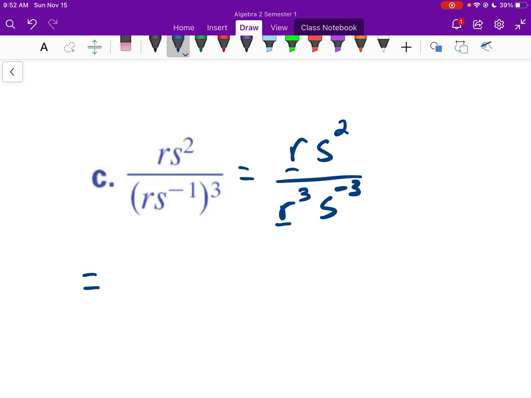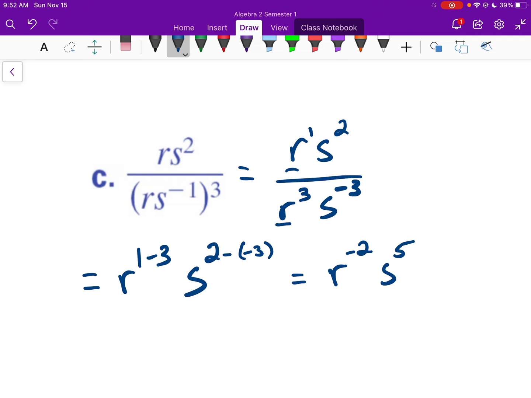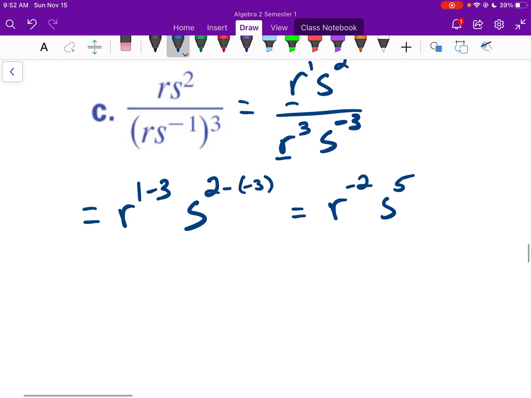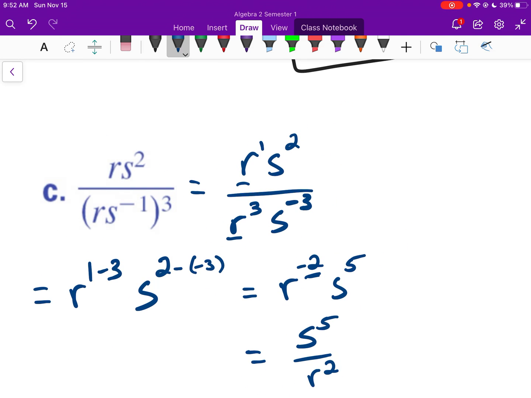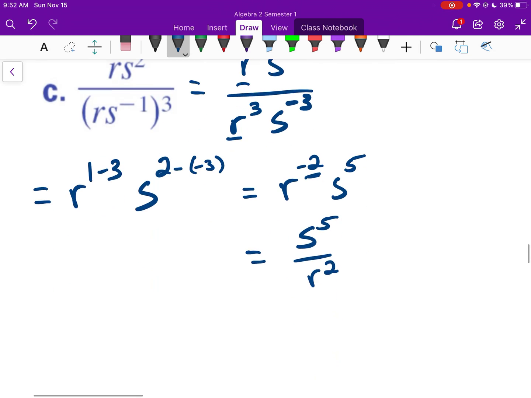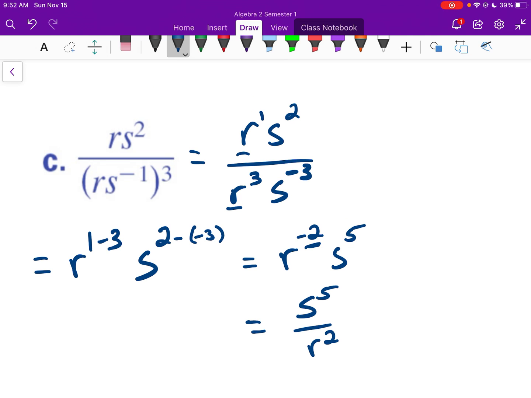Okay, so in this case, we got a quotient with the r's, so it'll be r to the top minus the bottom exponent. Same thing with the s, so 2 minus -3. When we simplify that, we get r to the negative 2, s to the fifth. Okay, we got to apply one more exponent property. We have that negative exponent. So we got s to the fifth over r squared. Now, the way I like to think about it, when I look at those r's, okay, I have more r's in the denominator, therefore r should end up in the denominator in my simplified answer.